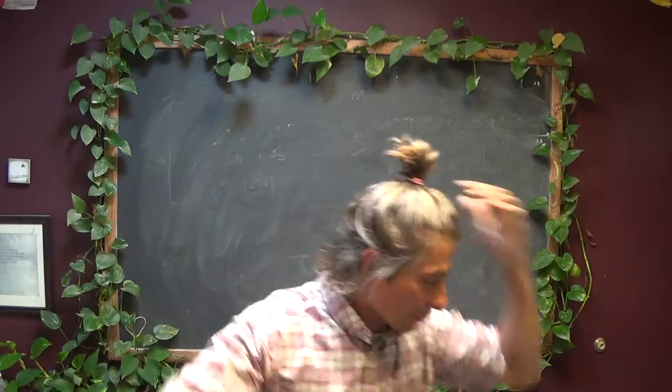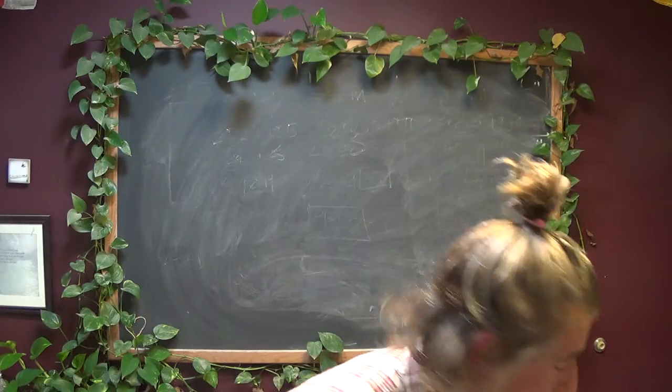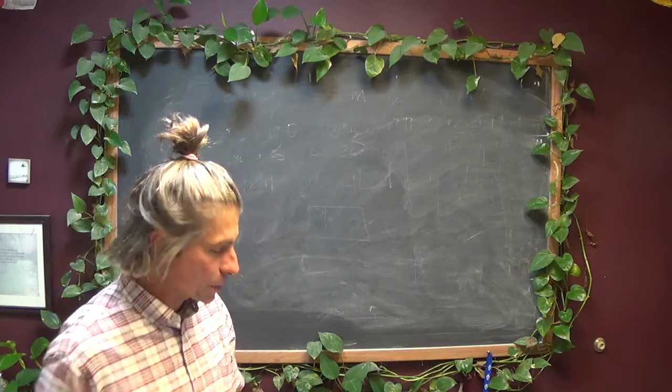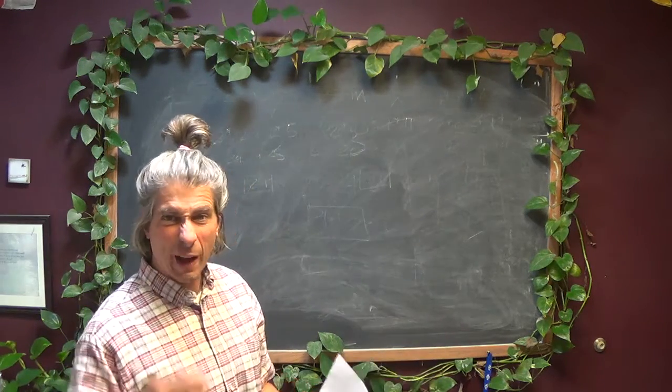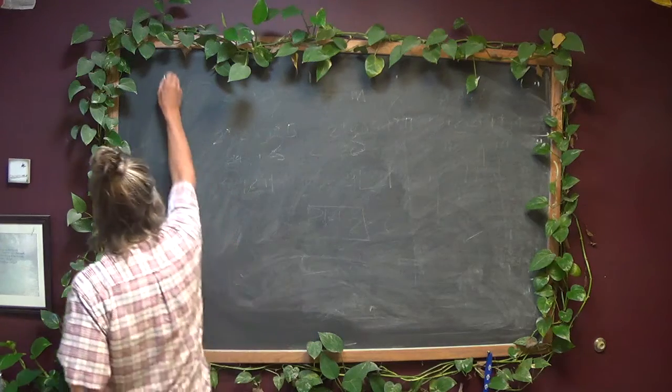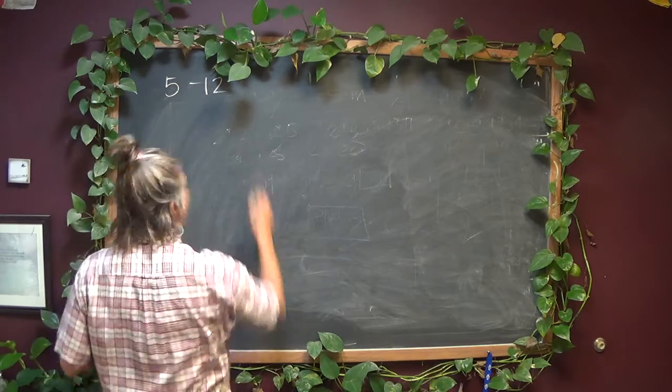Hey everybody! The purpose of this video is to get us some solutions to this homework about negative numbers. So we'll go through it point by point. The first one's just 5 minus 12. And there's a couple ways you can think about this.